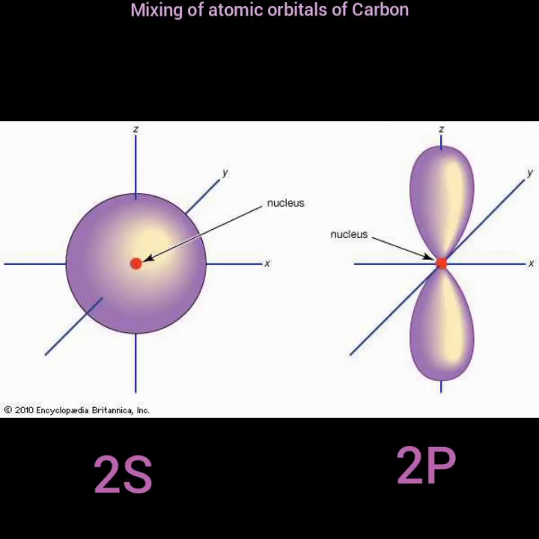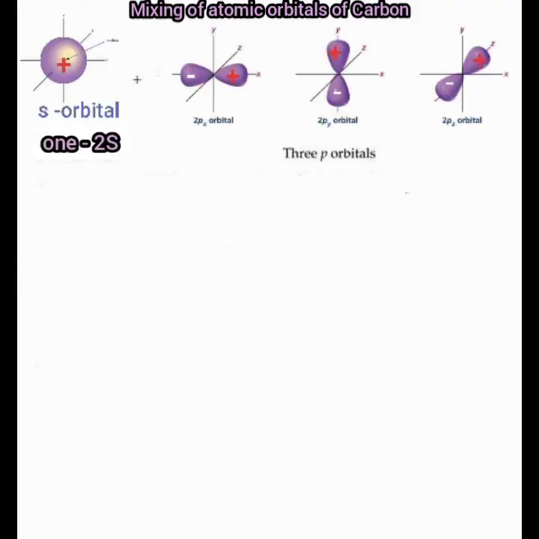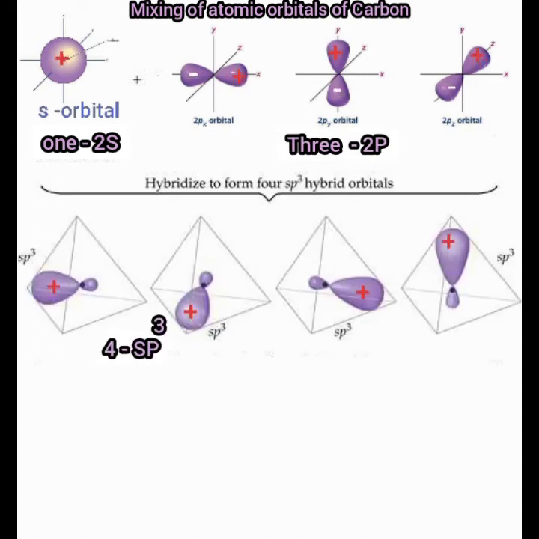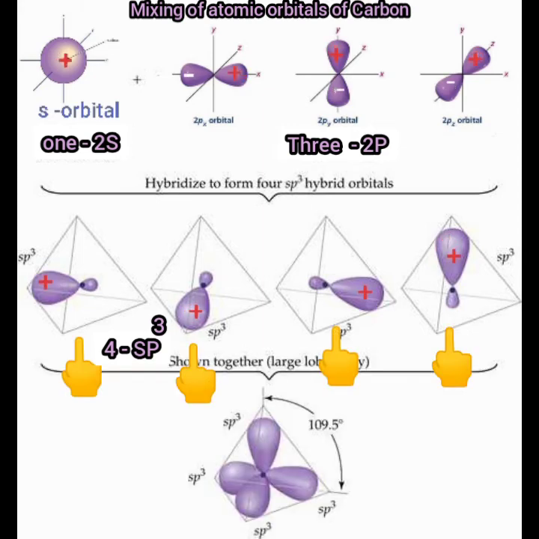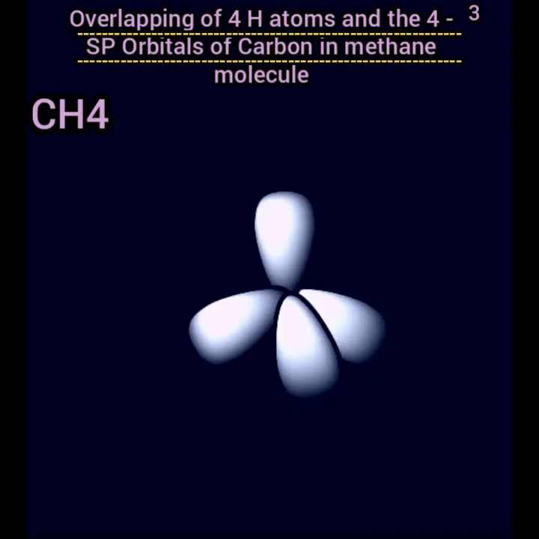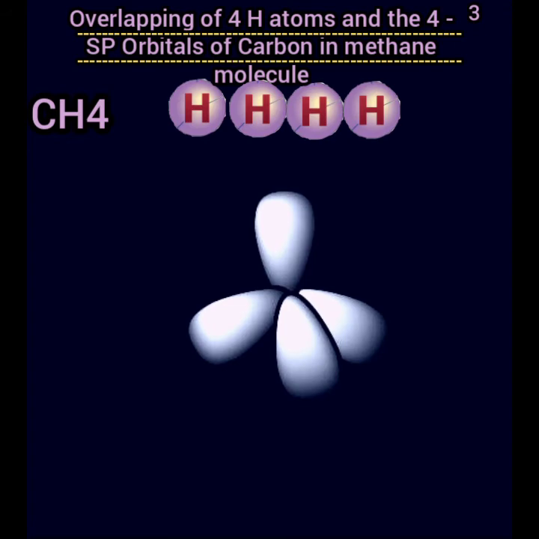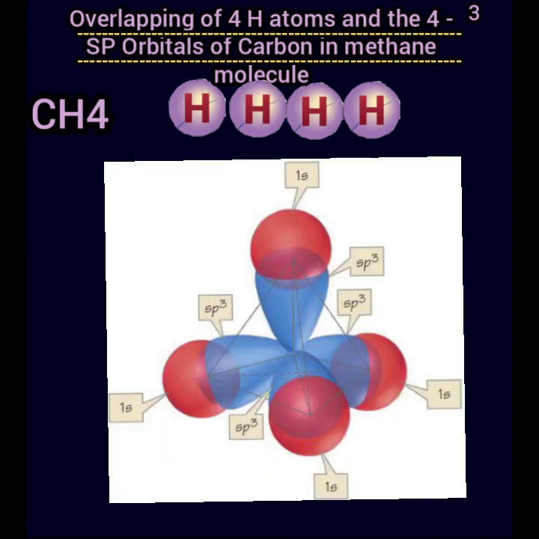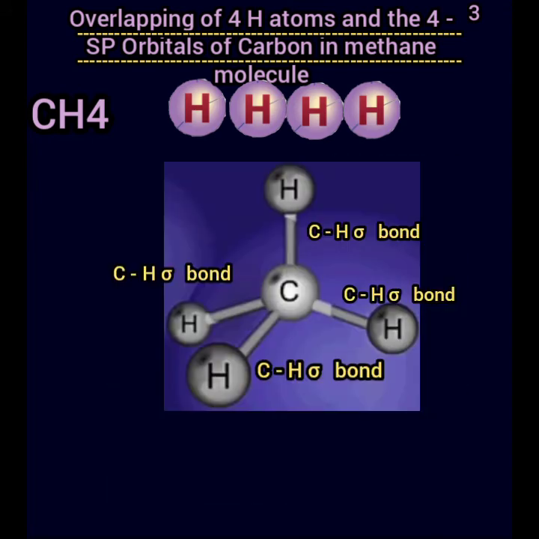Let's see how they are mixing. Here, atomic orbitals of carbon have 1 2s orbital and 3 2p orbitals. They are mixing together, forming 4 sp3 hybrid orbitals. Together, all the 4 lobes of carbon give a tetrahedral shape with bond angle 109.5 degrees. Now, the 4 hydrogen atoms of methane overlap with the 4 sp3 orbitals of carbon in methane, forming 4 C-H sigma bonds.